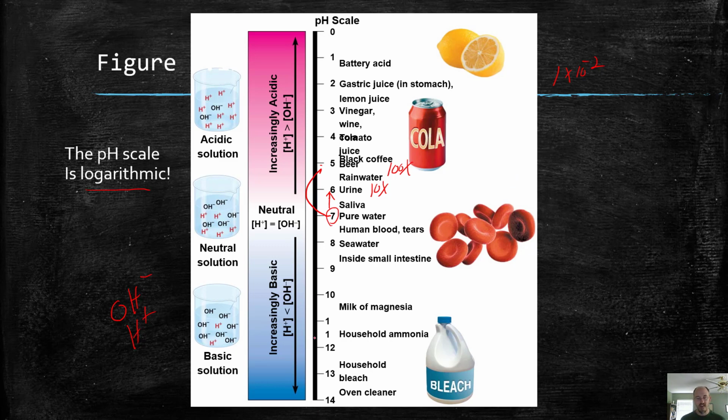As we go more basic, so as we increase pH, we become more basic, and hydrogen ion concentration goes down, hydroxide ion concentration goes up. So something like bleach has a hydrogen ion concentration of 1 times 10 to the negative 13th. So if that were the case, what would the OH concentration be? I bet you can answer that.